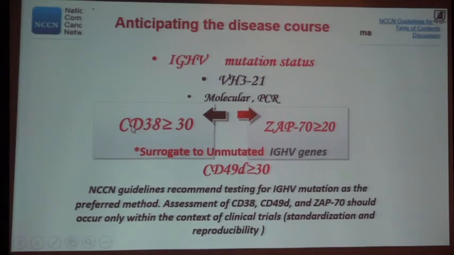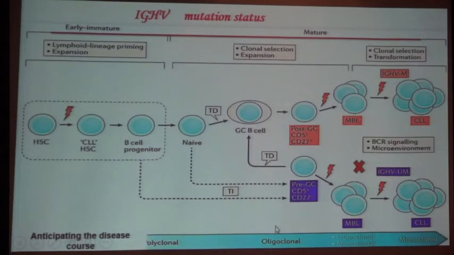Surrogate markers are CD38 as well as ZAP-70 and CD49d. CD38 more than 30 percent and CD49d more than 30 percent is a bad prognosis. ZAP-70 more than 20 percent is a bad prognosis. However, the NCCN guidelines stated that IGH mutation is the preferred method, because CD38, CD49d, and ZAP-70 should be used only in the context of a clinical trial, because the procedures need to be standardized and need high reproducibility.